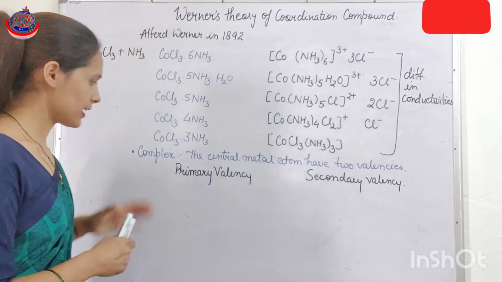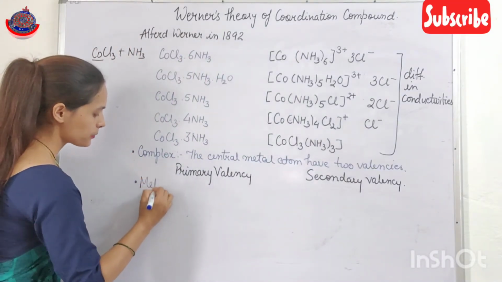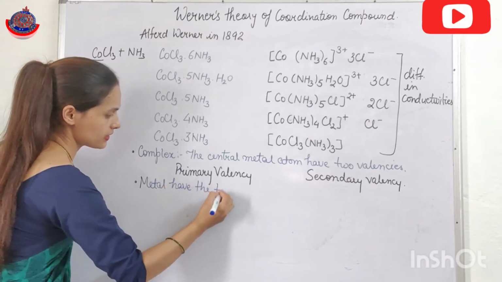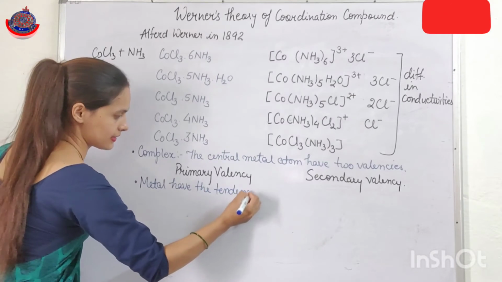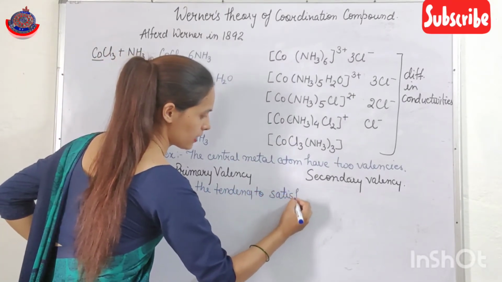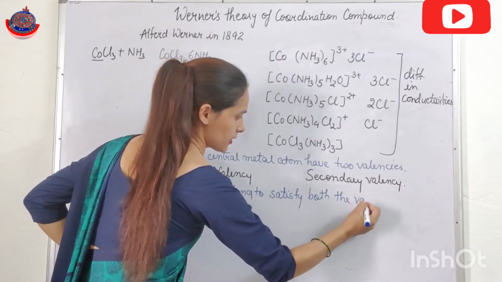Now, the second postulate. What is the second postulate? The metal has the tendency to satisfy both the valencies.